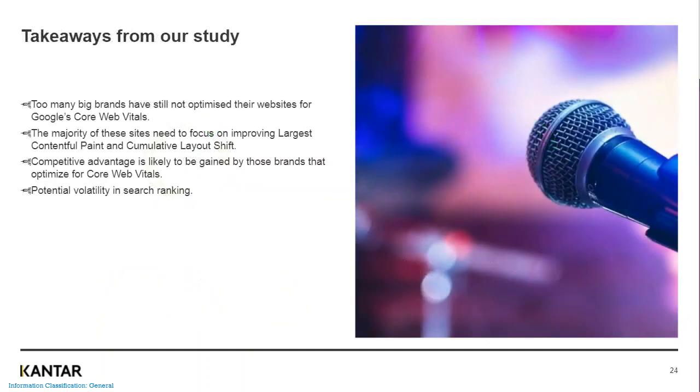So, key takeaways from our study are: too many big brands have still not optimized their sites to meet core web vitals. Majority of brands need to focus on improving largest contentful paint and cumulative layout shift. Competitive advantage is likely to be gained by those brands that act to get in line with Google's update. And brands could experience volatility in search results if major competitors and second-tier players capitalize on the algorithm update and benefit from a rankings boost.